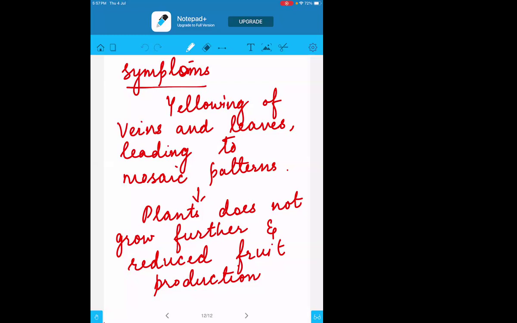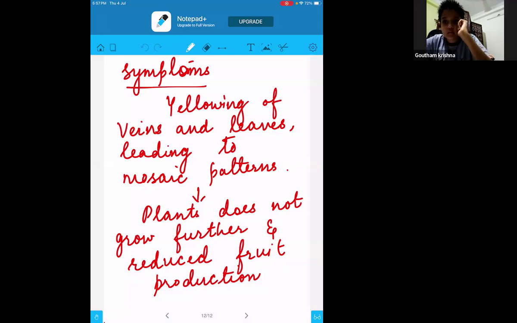Ma'am, what are the white flies? Wait, children, one by one, because all together I can't hear. Yes, tell me. What are white flies? So white flies are basically small kinds of insects which release that virus into the surroundings.